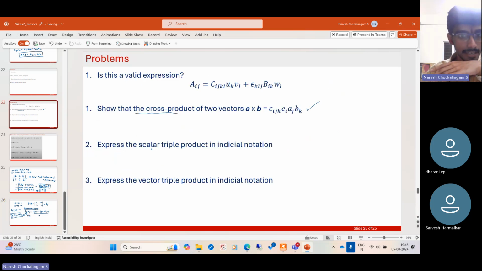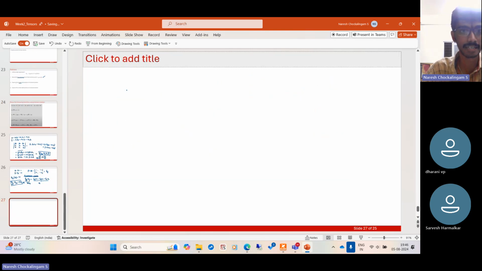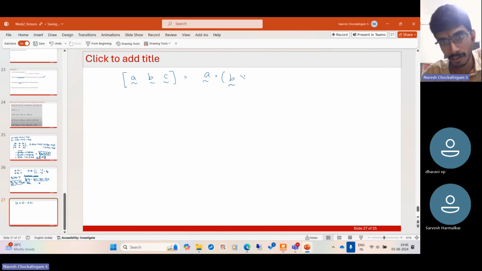So now we'll look at the next result, scalar triple product, which we also call the box product. The scalar triple product of three vectors is defined as A dot B cross C. Let us derive this. Let us see how to express it in indicial notation.